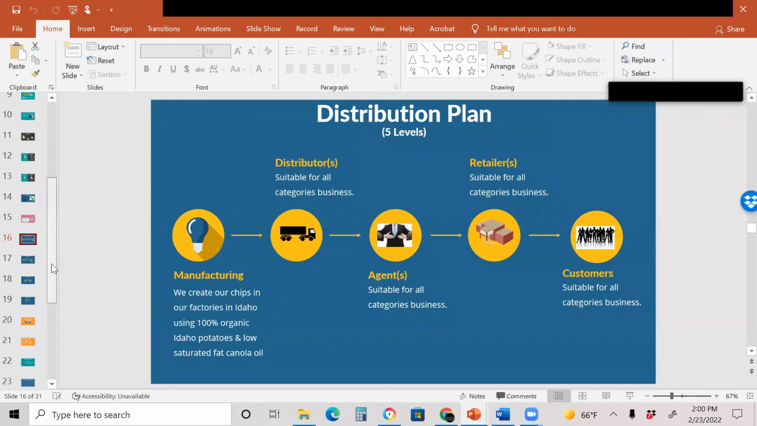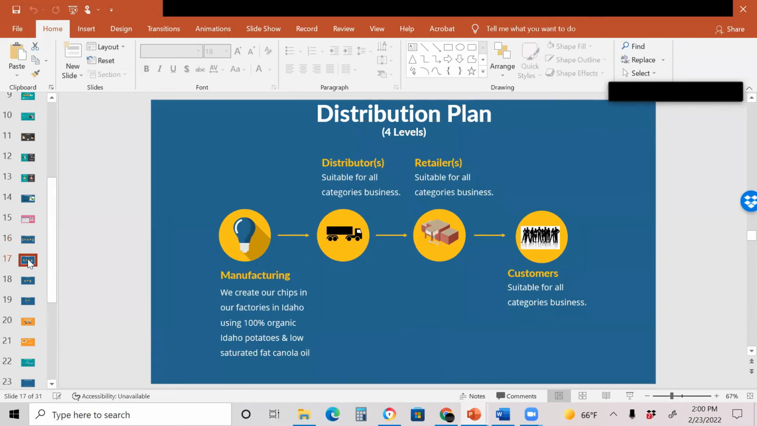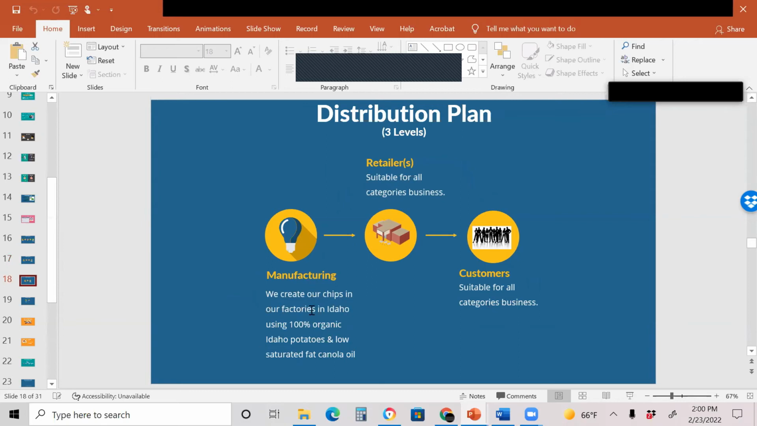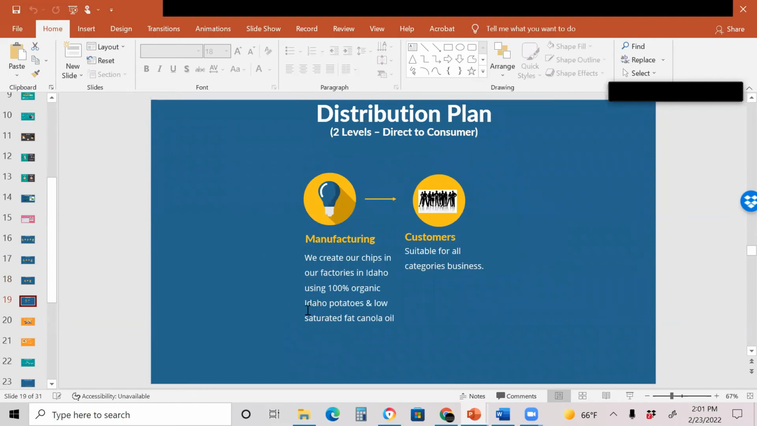We give you several choices for your distribution plan. Very few firms nowadays have a really long, elaborate distribution plan where they manufacture, then send it to distributors, then to agents, retailers, and to customers. We give you the abbreviated distribution plans, from the 5 levels all the way down to the 2 levels. So you could have manufacturing, distributor, retailer, customers. You could also just make your product or offer your service and make it available to retailers, and then it gets to customers, or you could just go direct to customers. And this would be the distribution plan that you choose.